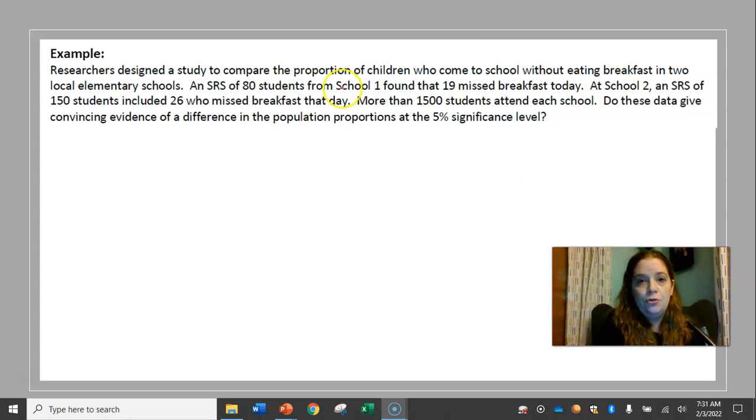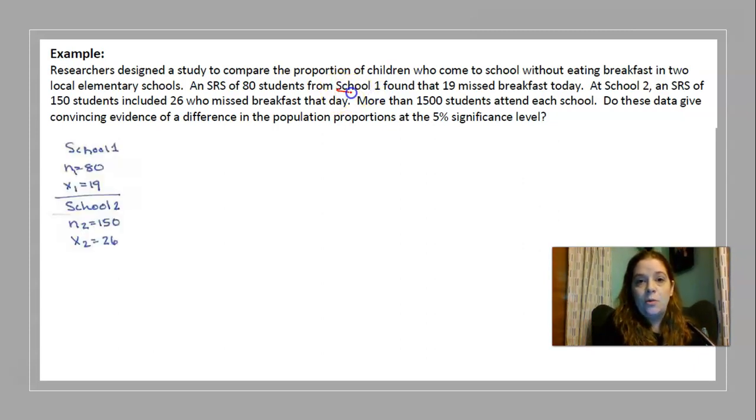This is definitely a 2-group problem. We've got kids at school 1 and we've got kids at school 2. And this is different from the last problem. This is definitely an observational study, not an experiment, because we didn't put kids at these schools. These kids were already at these schools. These kids are selected in place from 2 different populations. So this is an observational study. We're still going to do some comparisons here.